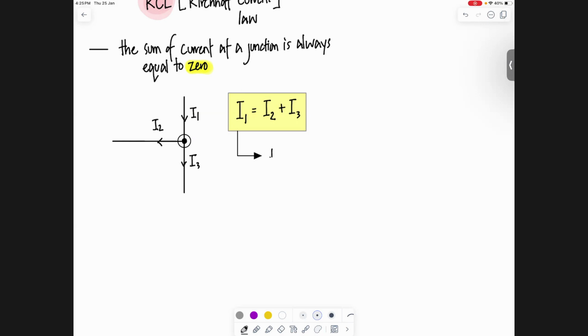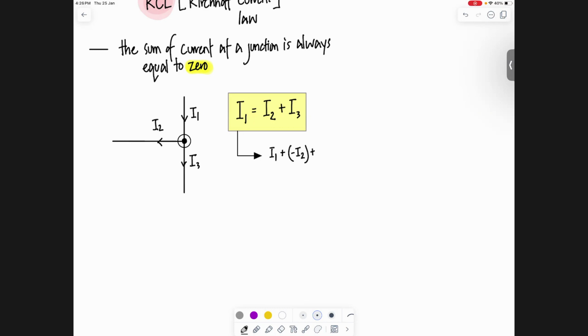It's going to be I1 plus, do you think I2 is entering the junction? No, but the definition says the sum of all the current entering the junction, right? So if I2 does not enter and leaves, how can I mathematically signify I2? Minus, because I'm looking for someone to enter the junction. It's moving away. So I'll signify that as what? Minus I2.